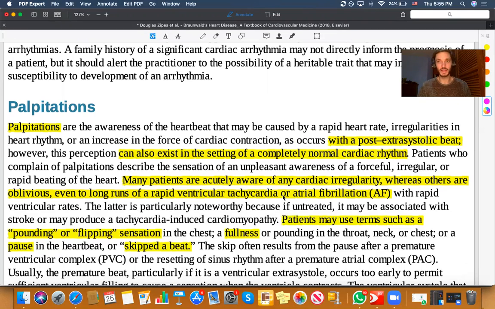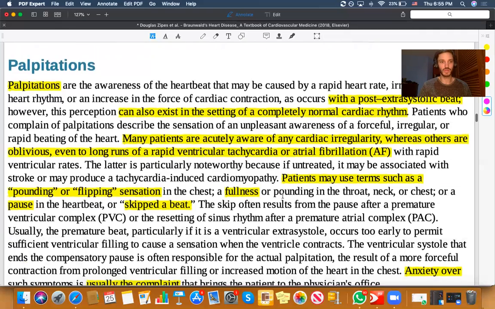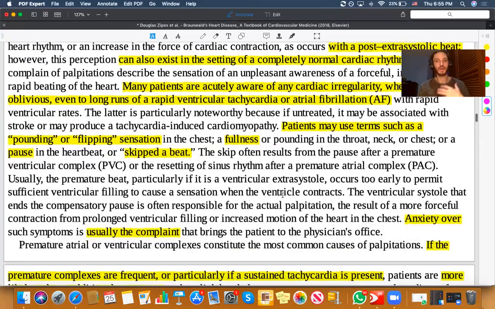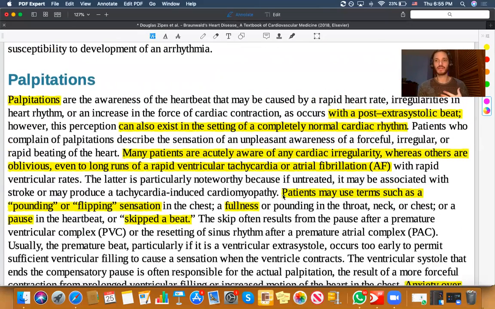So it doesn't mean there's always pathology, but when you're suspecting pathology and you have palpitations, it may be a sign that this is cardiac in origin. Many patients are acutely aware of any cardiac irregularity, whereas others are oblivious even to long runs of rapid ventricular tachycardia or AFib. Patients may use terms such as pounding, flipping sensation, fullness, or skipped beat to characterize a symptom they have never felt in the past.